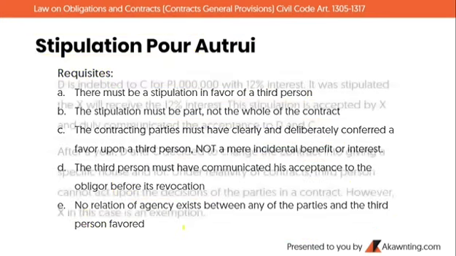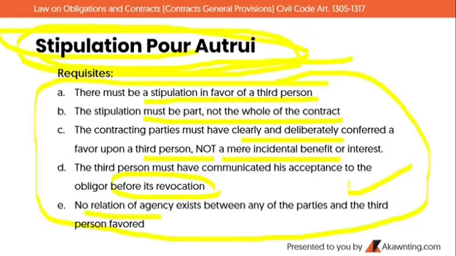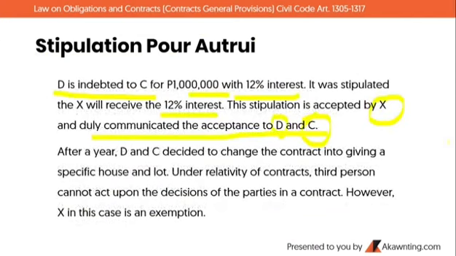So, let's have an example. Okay, stipulation for Autrui. So, D is indebted to C for 1 million with 12% interest. It was stipulated that X will receive the 12% interest. So, this stipulation is accepted by X and duly communicated the acceptance to D and C. So, mukhang nakuha na natin yung first, second, and third requisites ng stipulation for Autrui. Okay, and bale, wala ring nabanggit na ganito, letter E. So, okay tayo dyan. Okay, actually, na-meet na lahat.